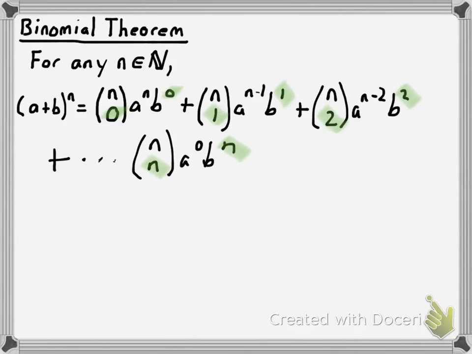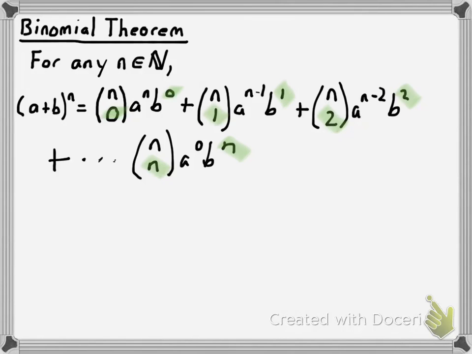The last pattern I want to talk about right here before you've actually seen this put to use is that the exponents for the first and second term always add up to match whatever power you're trying to raise this binomial to. 0 plus n is equal to n, 1 plus n minus 1 equals n, 2 plus n minus 2 equals n, n plus 0 equals n. So that's a pattern that you ought to recognize.